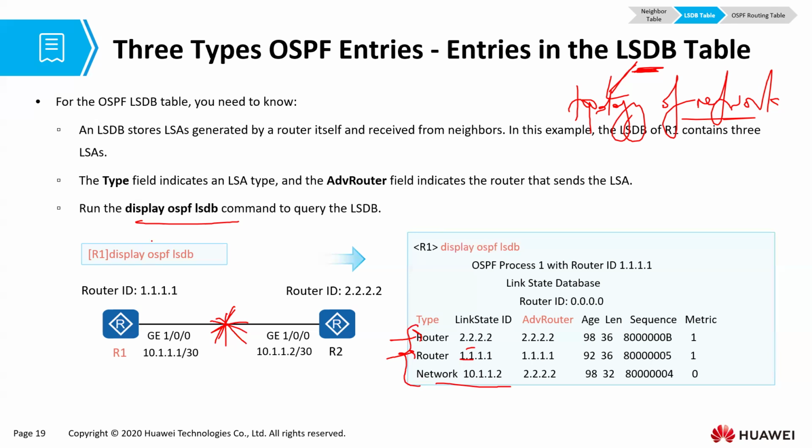The type field, let me see. The LSDB stores LSAs generated by a router itself and received from neighbors. The type field indicates the LSA type. Run the display OSPF LSDB command to query the LSDB. In short, LSDB displays information about all routers in the network. We have another session.